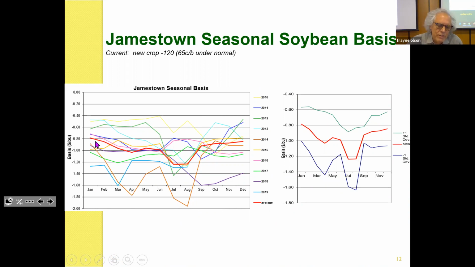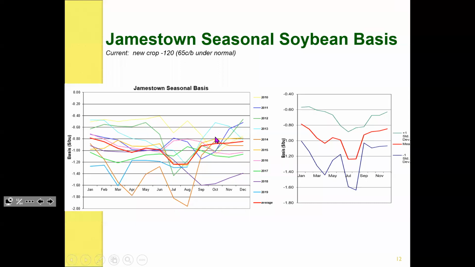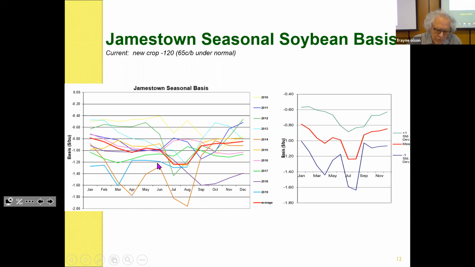First of all, you can see that there's a lot of variability across marketing years. Second, you can see that the lines above that average typically are years prior to about 2017, where the basis was abnormally high. And in the more recent years, we've had these lower basis values down here. So that's a couple of points to make.